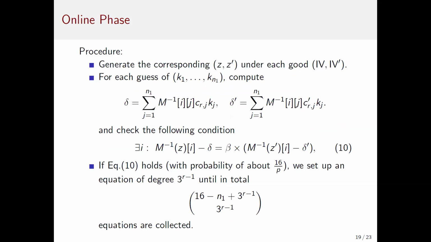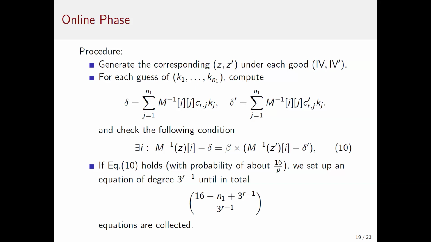And then after getting so many collisions, IV pairs, we get the corresponding key stream pair, Z and Z prime. And then for each key stream pair, we get the corresponding N1 key variables and compute delta and delta prime. And then we check whether there exists such an S-box such that we can construct low degree equations from the relations inside the input pair. And this holds with probability about this.